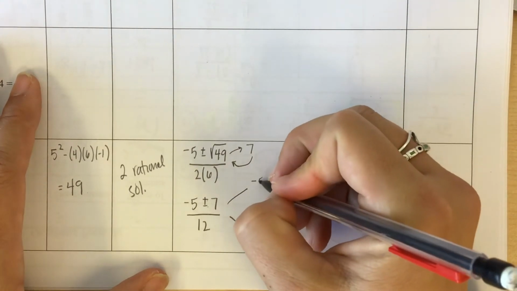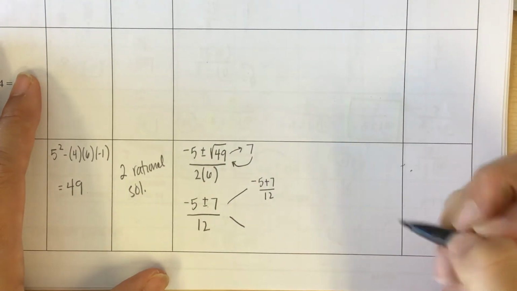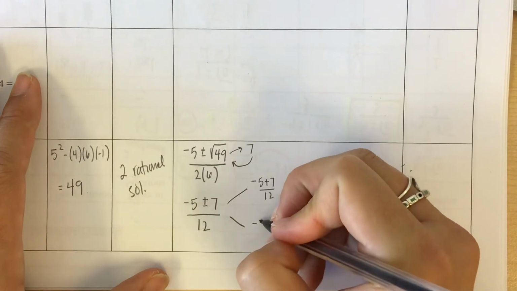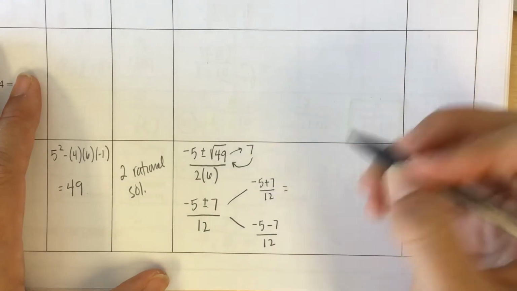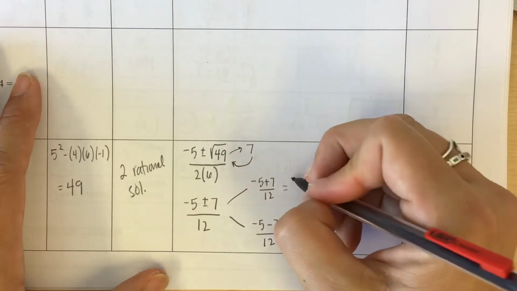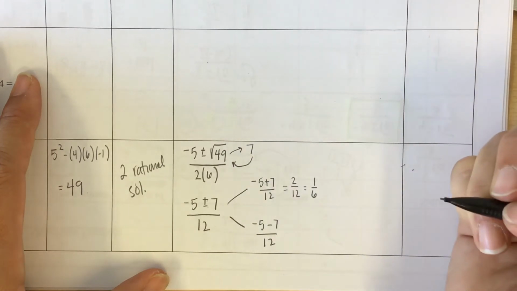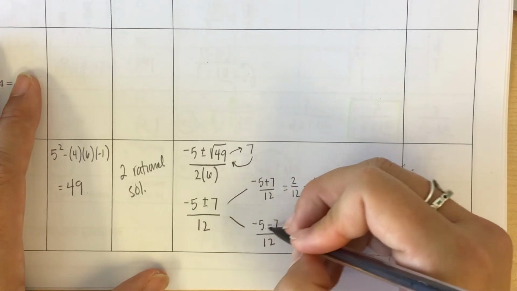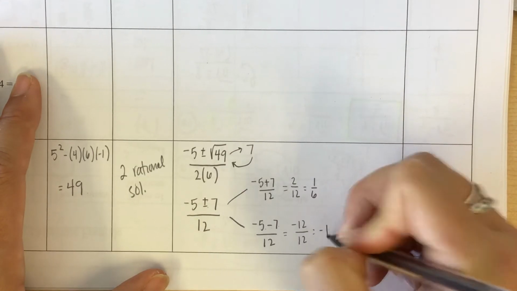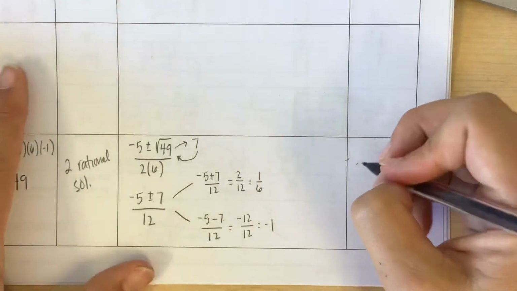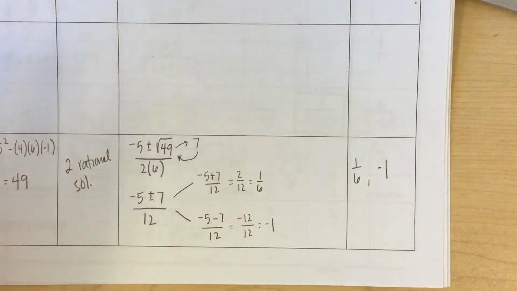So we have negative 5 plus 7 divided by 12. That's one of our solutions, and our other solution is going to be the minus. So negative 5 minus 7 divided by 12. So we're going to simplify this. Negative 5 plus 7 gives me 2 over 12, which simplifies to 1/6. And then here, negative 5 minus 7 gives me negative 12 over 12, which gives me an answer of negative 1. So my 2 solutions are going to be 1/6 and negative 1.